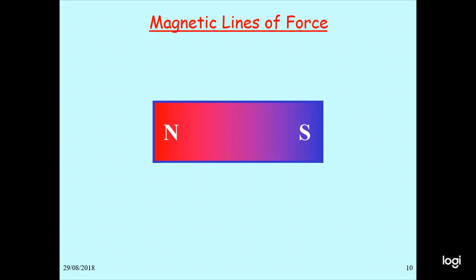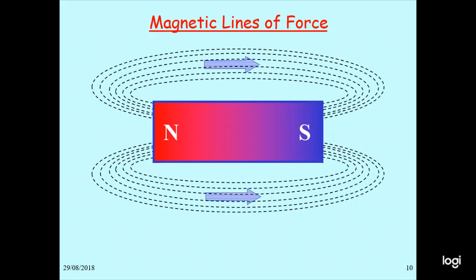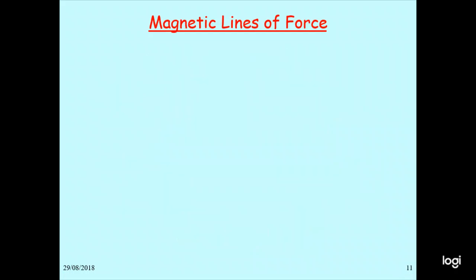Magnetic lines of force are here. You can see the magnet's north pole and south pole. The lines of force flow out from the north pole and end at the south pole. Inside the magnet, the magnetic flux flows from south to north, but outside it flows from north to south. This is called the flux. The arrow directions show the magnetic flux.